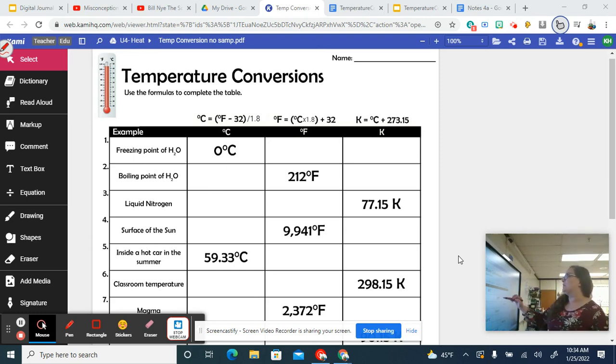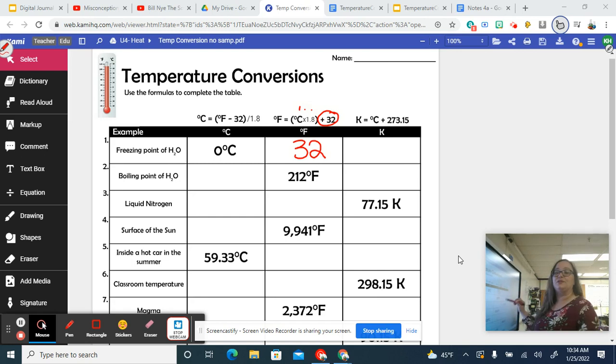We're going to start with the first one, 0 Celsius, and we need to convert that into Fahrenheit. Fahrenheit is Celsius times 1.8. So we put in 0 times 1.8, and of course that's 0. Then the next step is to add 32. So 0 plus 32 is 32.